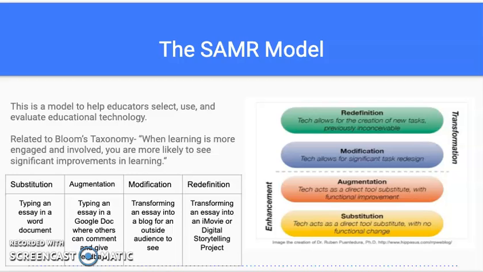There are four specific levels in this SAMR model. The first two I'm going to talk about fall underneath the enhancement category. The first one is going to be substitution. And so if your learning activity falls under the substitution level, this is where tech acts as a direct tool substitute, but there is no functional change.